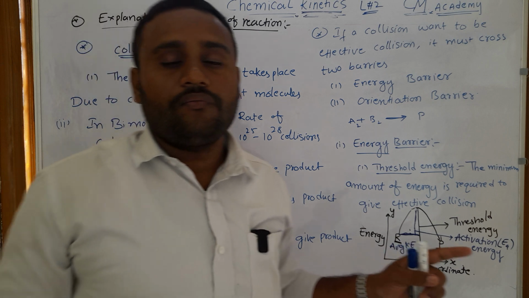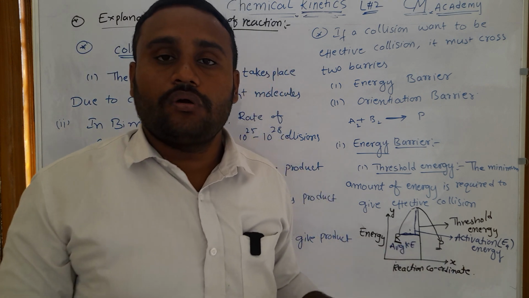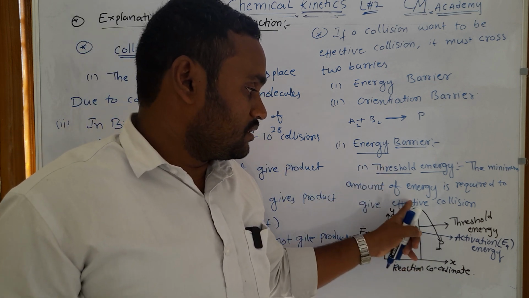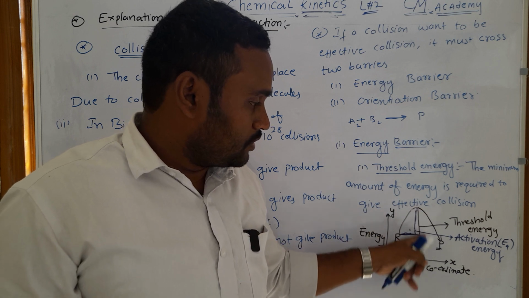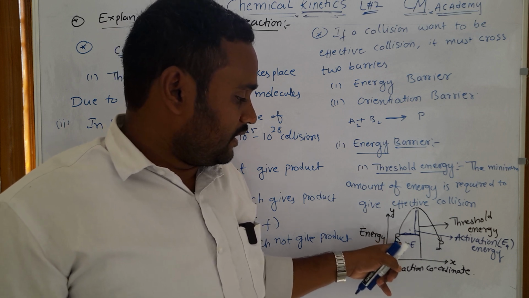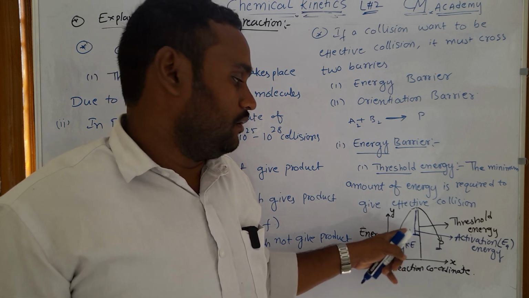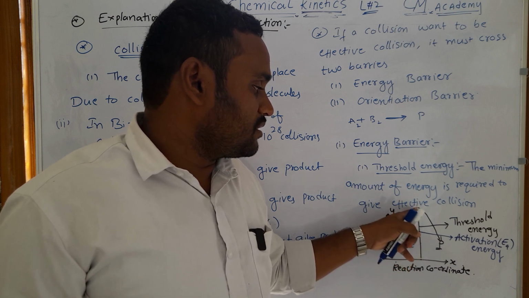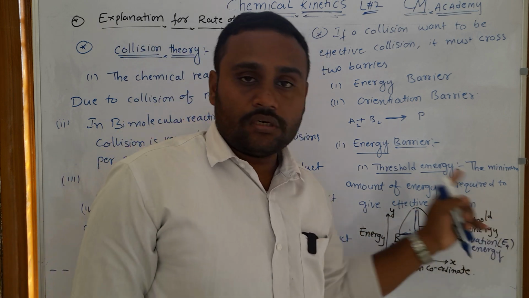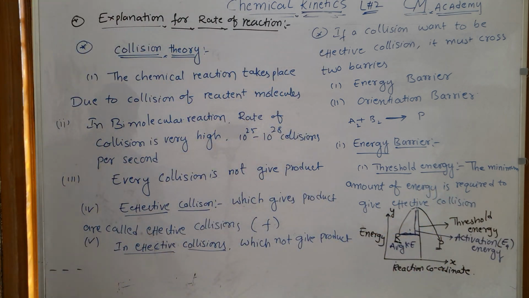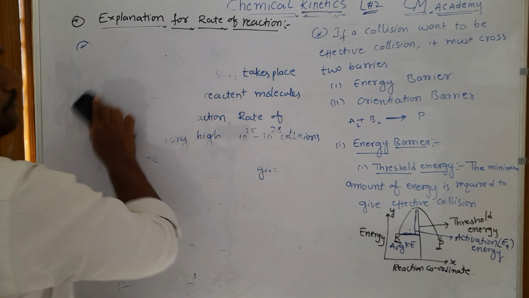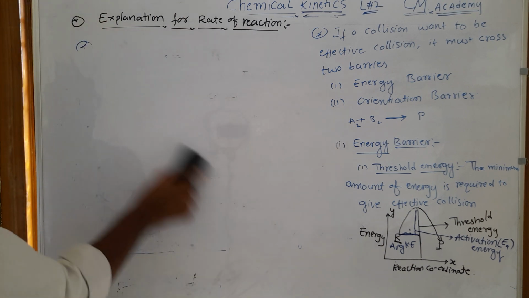In the energy barrier, if any reactant wants to convert into product, it should cross some minimum amount of energy. That minimum amount of energy is called threshold energy. In this particular reaction, the reactant already has this much of energy, and if it clears the remaining energy, it can give the product. This much of energy is called what? Activation energy. Now let us see how to find this activation energy. What are some important formulas here?